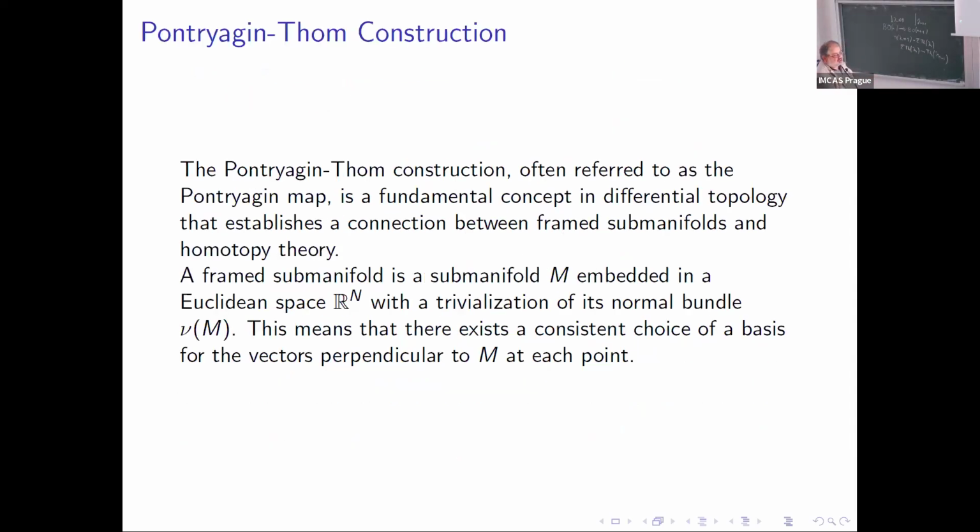Now, in this theorem, the Pontrjagin-Thom construction plays a crucial role, and let me define this. Sometimes it is called just the Pontrjagin map, but anyway, what is this? We know that any manifold can be embedded in a sufficiently large dimensional Euclidean space, say R^n, n is large, and consider the normal bundle of this embedding, nu M.